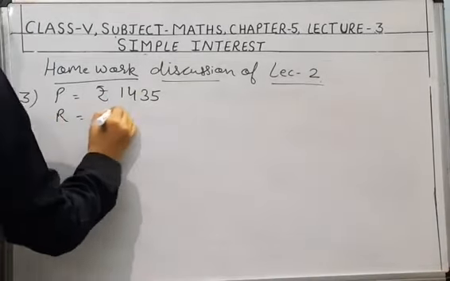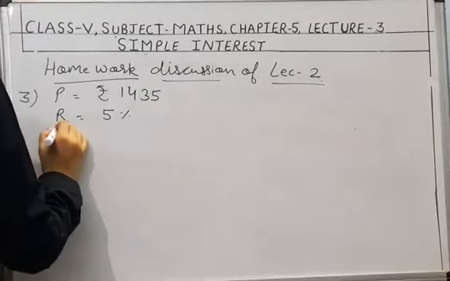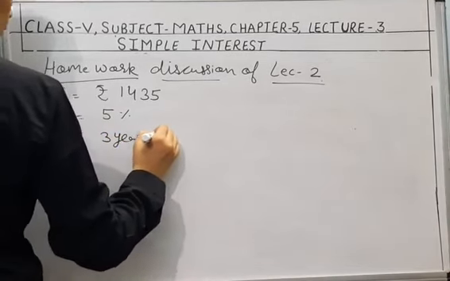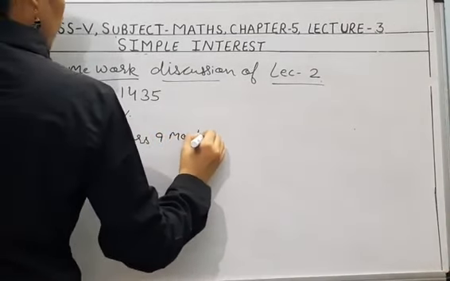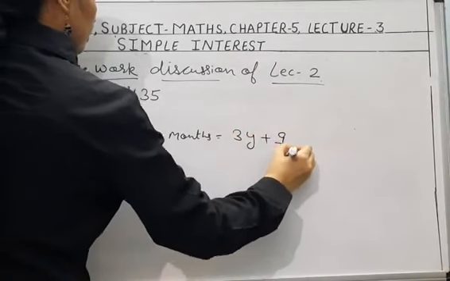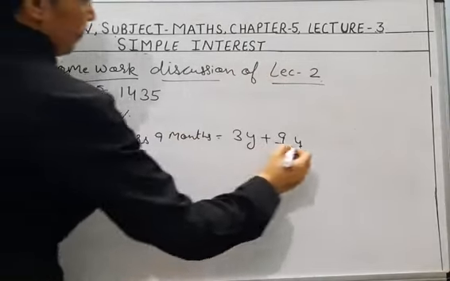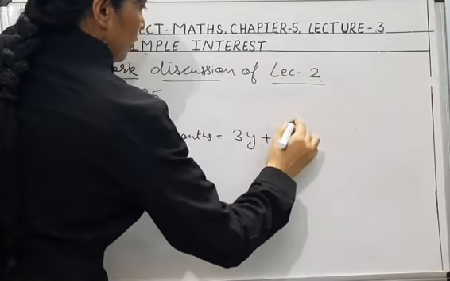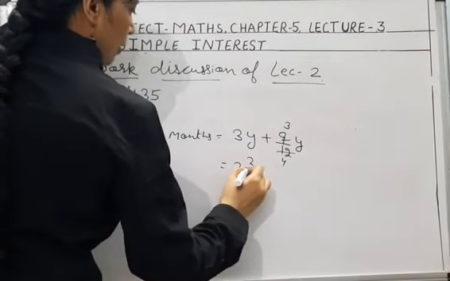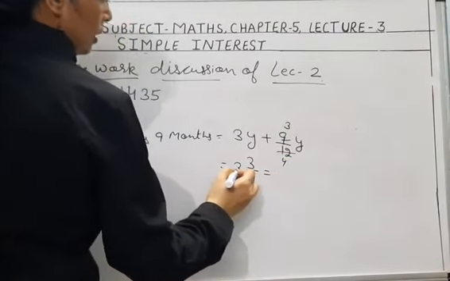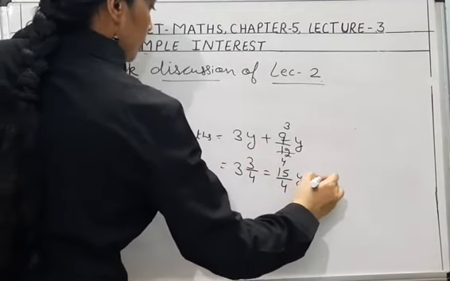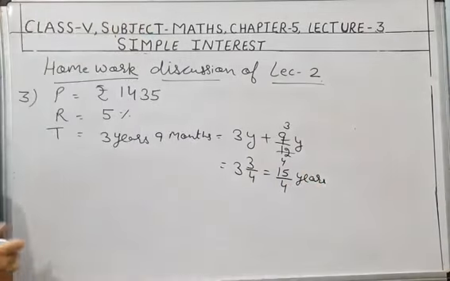Principal is given, rate is given to you, time is given, 3 years, 9 months. 3 years, 9 months means 3 years plus 9 upon 12 years. 9 months, and 3 3s are 9, 3 4s are 12. It will become 3 whole 3 by 4. 4 3s are 12, 12 plus 3, 15 upon 4 years. Right?